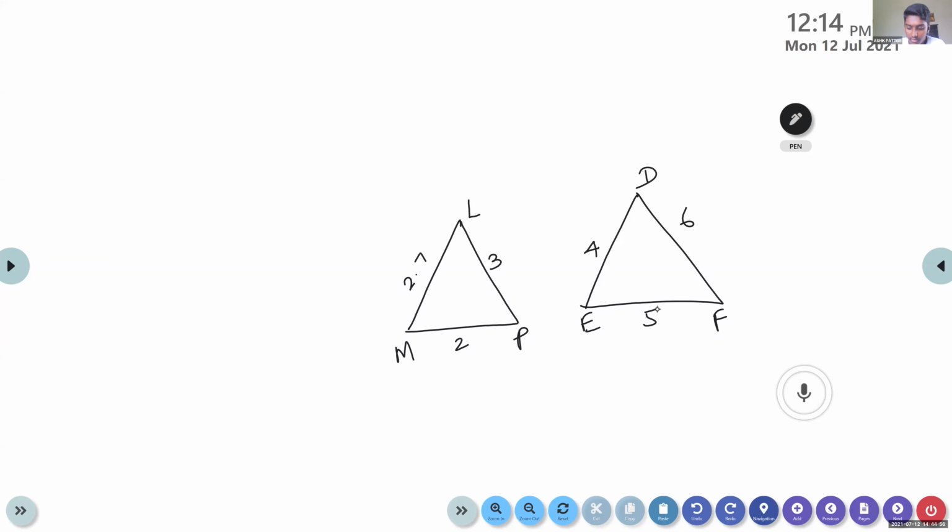EF is 5. Yes, someone is giving the answer. Yes, it is correct. It is similar. Is it similar? How? No, ma'am. No, not similar means why? It is not correctly proportional. Very good. The sides are not proportional, isn't it?